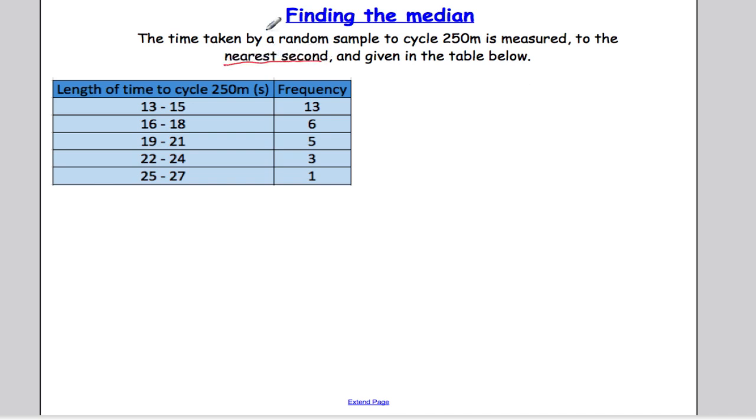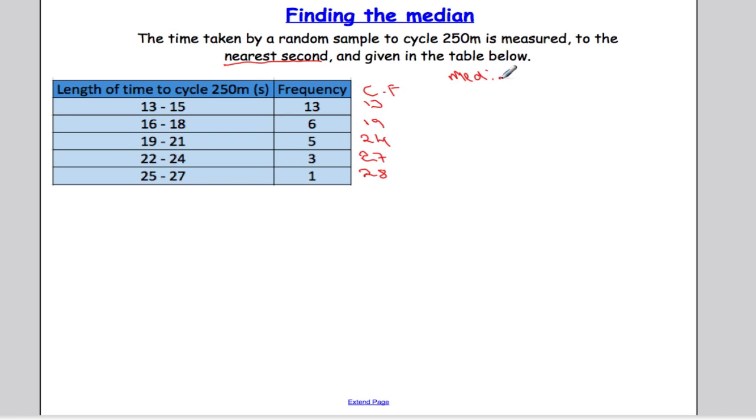Now this is the important part about knowing about boundaries, and we want to find the median. So first of all, again, I'm going to work out a cumulative frequency because I want to know how many people we had taking part in this. So we have 13, and 6 gives me 19, and 5 gives me 24, and 3 is 27, and 1 gives me 28.